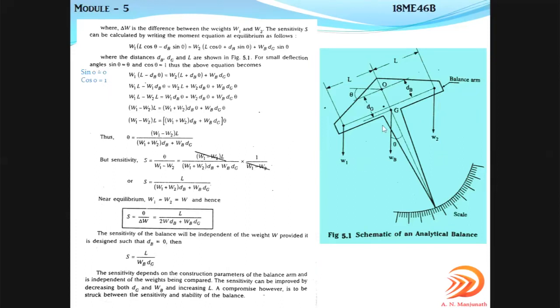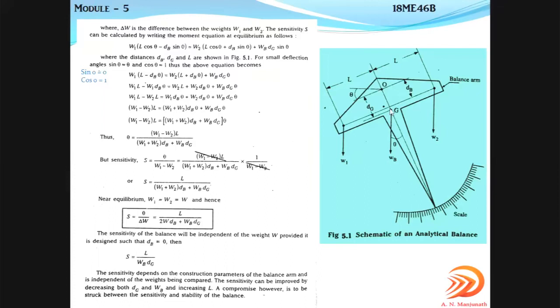So the sensitivity of this physical balance or equal arm balance instrument will depend on a number of parameters. The sensitivity can be improved by decreasing both dG and dB, by increasing the WB, and by increasing the length of the arm. As the arm length increases, the sensitivity is going to increase.